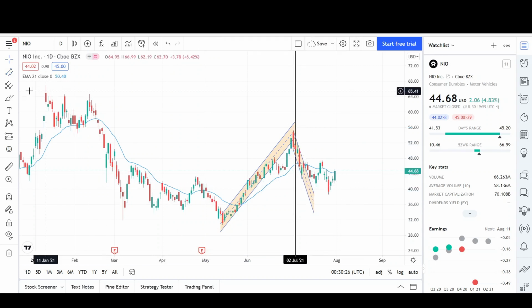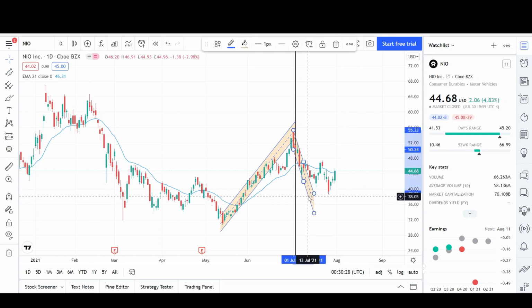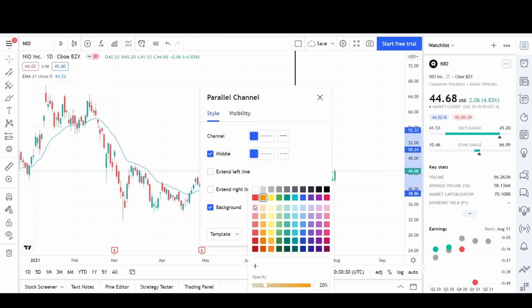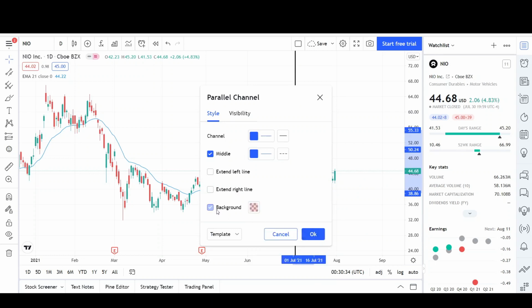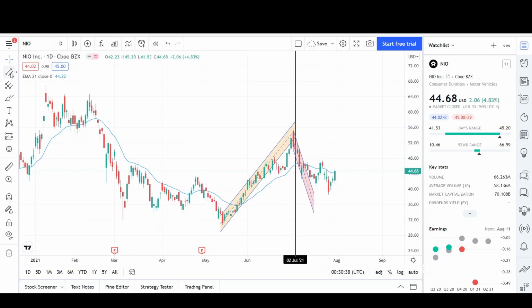Once I get that to fit, I'm gonna go ahead and make this red now to differentiate it from that uptrend. There you go, red. I think that was supposed to be checked. Red. The channel's right here. As you can see, that fits pretty nicely.